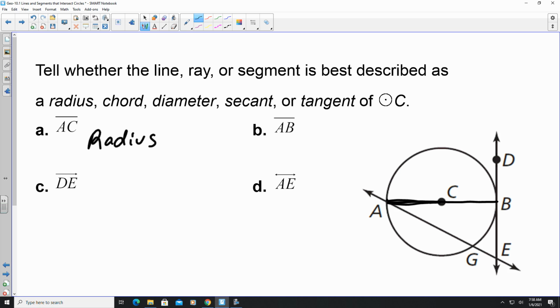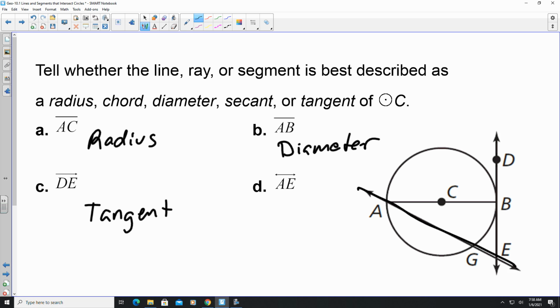AB goes all the way across, but it also crosses the center. This is a diameter. DE is right here. It appears that DE touches the circle at 1 point. So this is a tangent line. And then finally AE, which is a line here, and it's a line that intersects the circle at 2 points, so this is a secant.